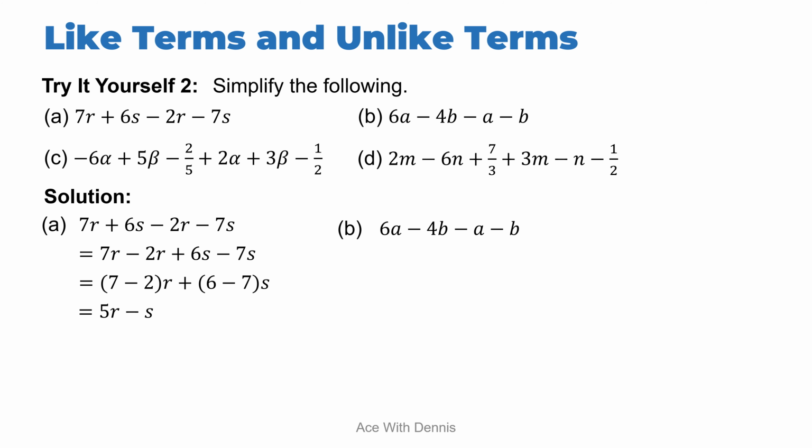Similarly for B, 6a minus 4b minus a minus b, we have two pairs of like terms. The first pair is 6a minus a, and the second pair is negative 4b minus b. So we rearrange the expression so that the like terms are put together, and we can combine the coefficients. So we get 6 minus 1 a plus negative 4 minus 1 b, and the answer is 5a minus 5b.